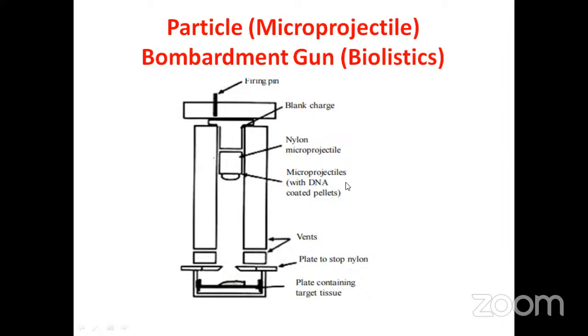So in this method, it acts as a gun. First of all, in this method, foreign DNA containing the desired gene is coated onto the surface of tungsten or gold particles.